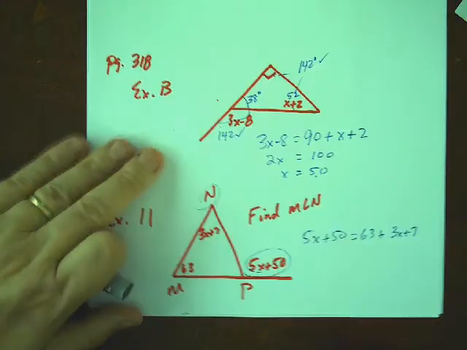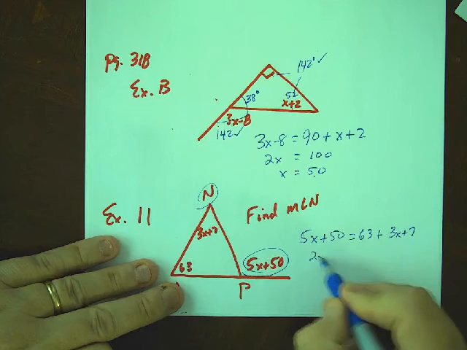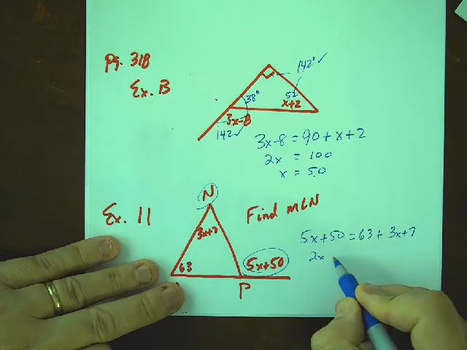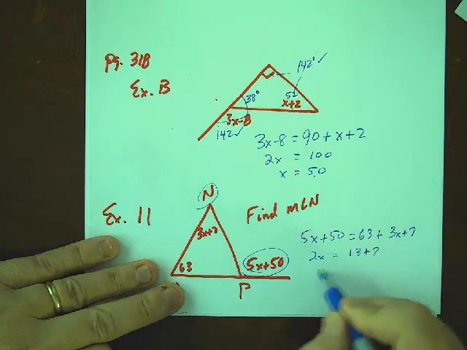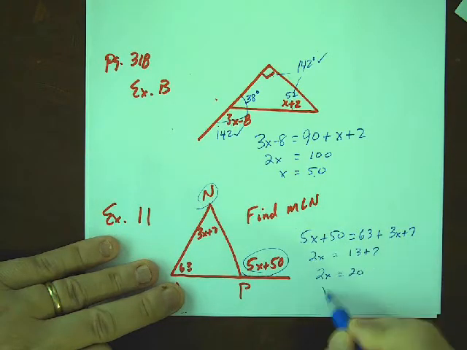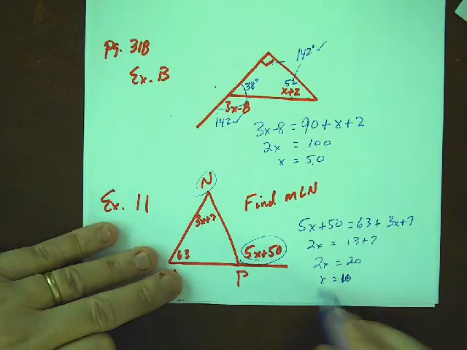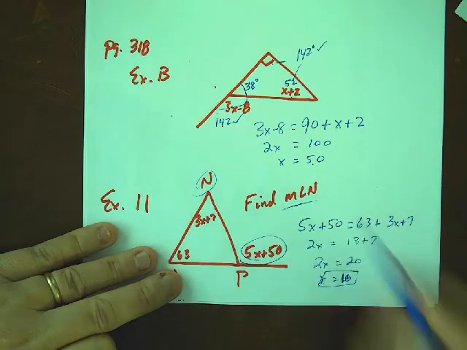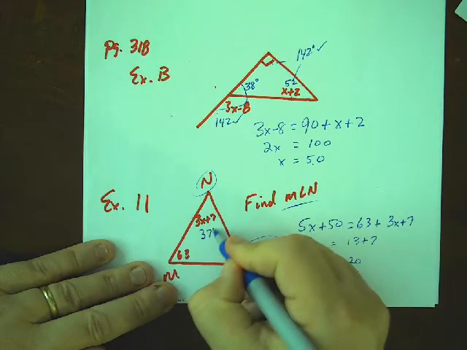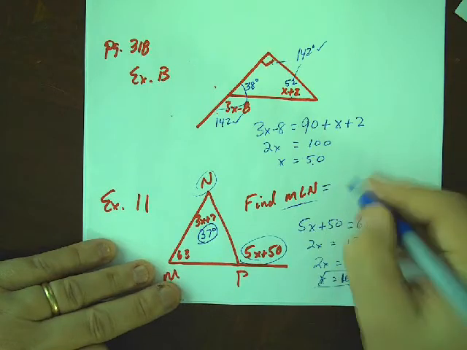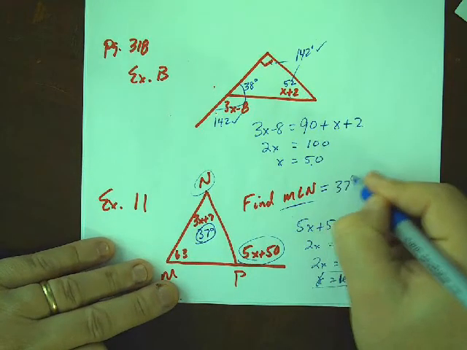Okay, so let's solve. Bring the 3x over here, so I have 2x. Take the 50 over there, and so I'd have, what is that, 13 plus 7. So 2x is equal to 20, x is equal to 10. All right, so x is equal to 10. That's not the solution because they want us to find the measure of angle N. So we take 10, we put it in, and it looks like this is going to be 37. So the measure of angle N is 37 degrees.